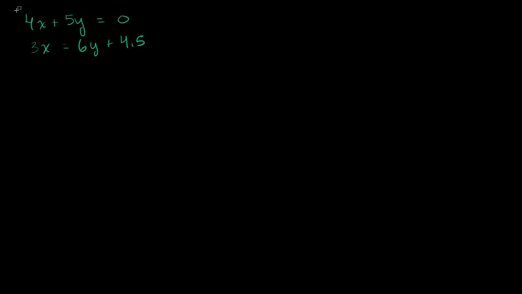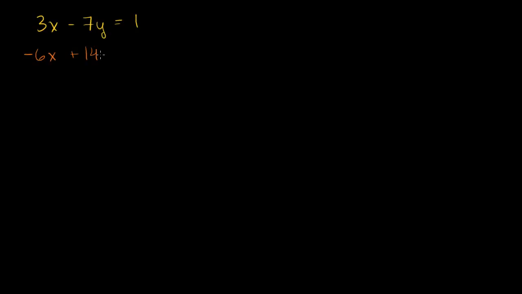Actually, let me do a slightly different one, because I want to show you all of the different types that we can see in systems of equations. Let me clear this. Let's say my first system is 3x minus 7y is equal to 1. And let's say my other equation in my system is negative 6x plus 14y is equal to negative 2. So let's try to find the x's and y's that satisfy this equation here.